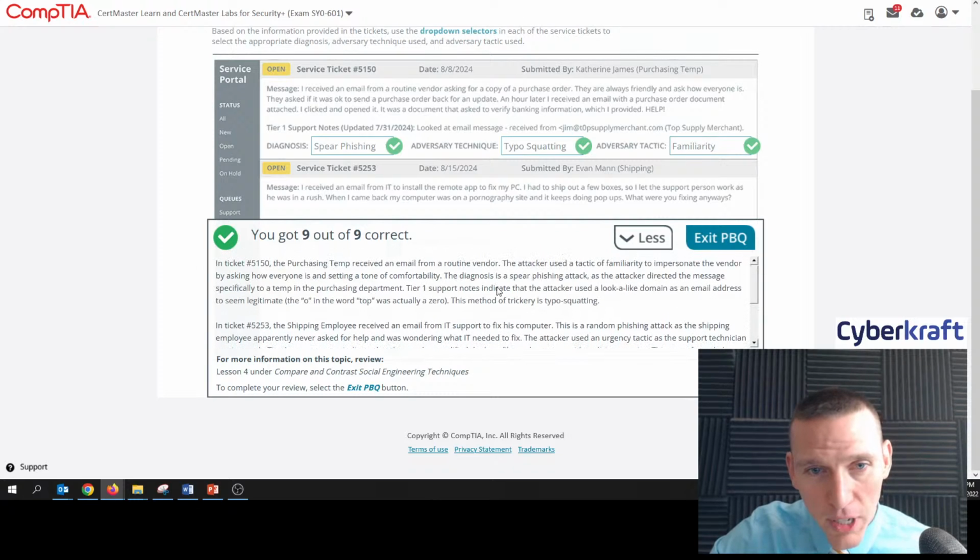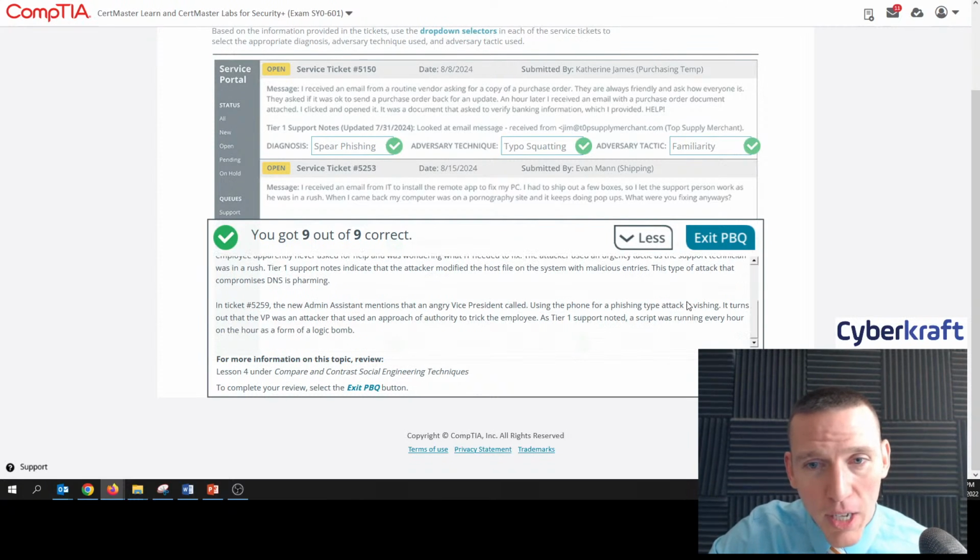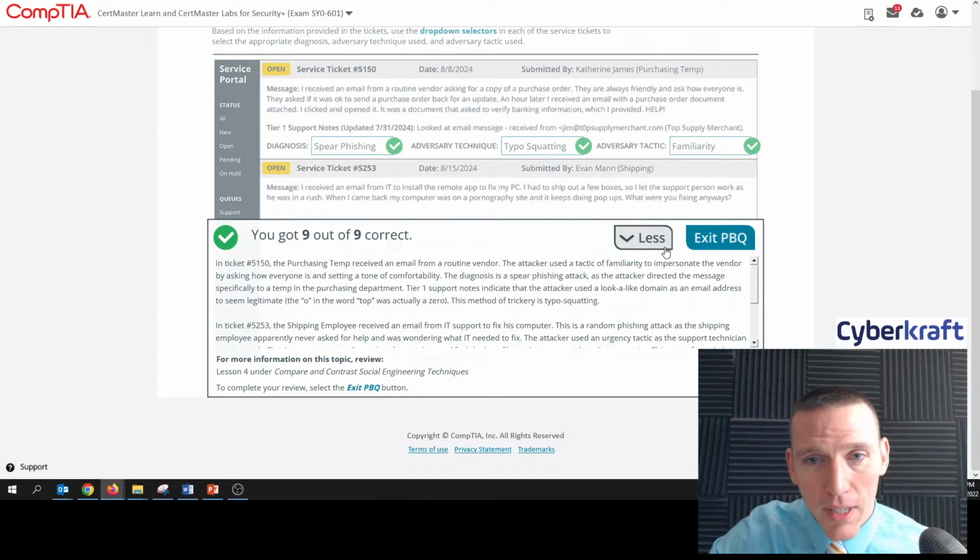The first one was pretty tough. Tier 1 support notes indicate the attack used a lookalike domain as the email address to seem legitimate. The O in the word top was actually a 0. Now, that's pretty hard to find, especially with this font. So that's a tricky one. You've got to be careful with these PBQs. They can be really tough.